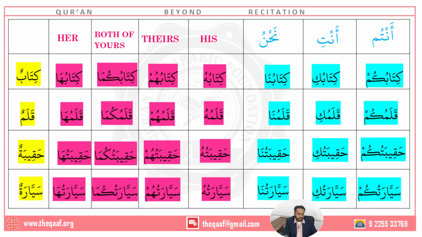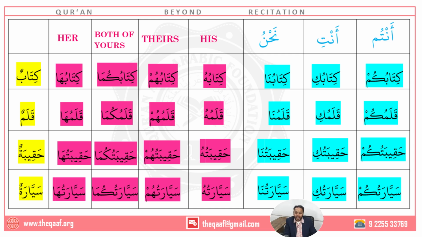So, kitabukuma. What about their book? Kitabuhum. His book? Kitabuhu. Now we want to say the same in Arabic. Nahnu kitabu. How will you say our book? Kitabuna.